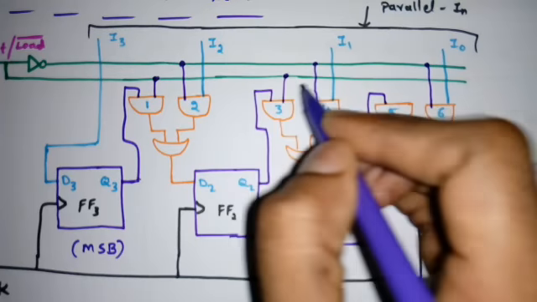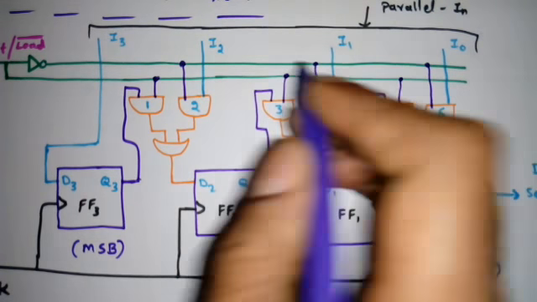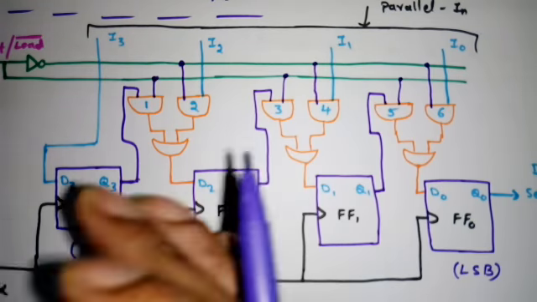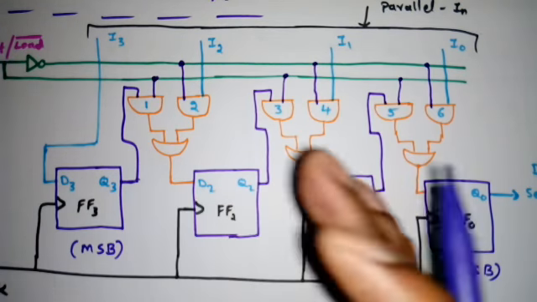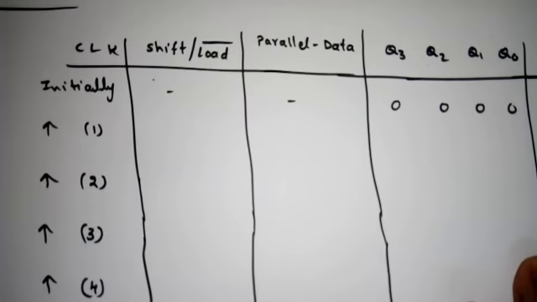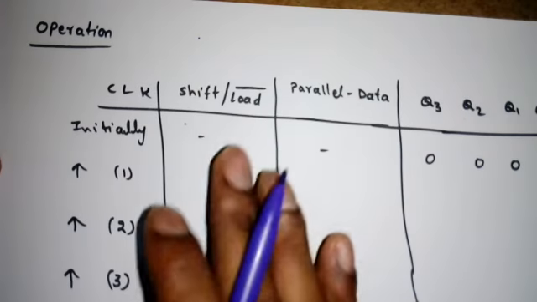So here the second input of these AND gates will come from the select line. Now we will see the operation, how it is performing the loading and how it is shifting the data. Now that we will see by using the table. Now here the operation will be performed in this table.